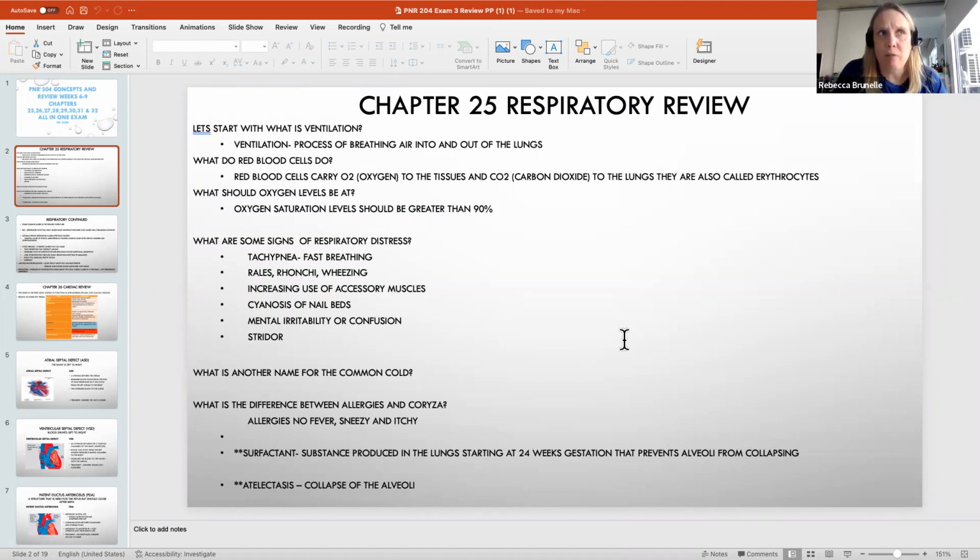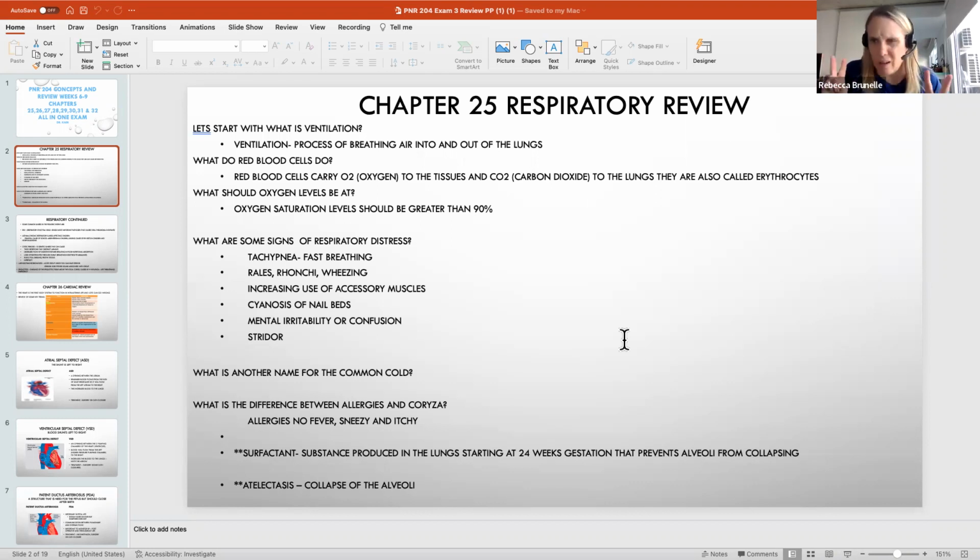So generally speaking, ventilation is just the process of breathing. So when you breathe, what are you doing? What are you breathing in and what are you breathing out? Breathing in oxygen and carbon dioxide comes out. So you're going to breathe in oxygen, and you're going to breathe out carbon dioxide. Very good.